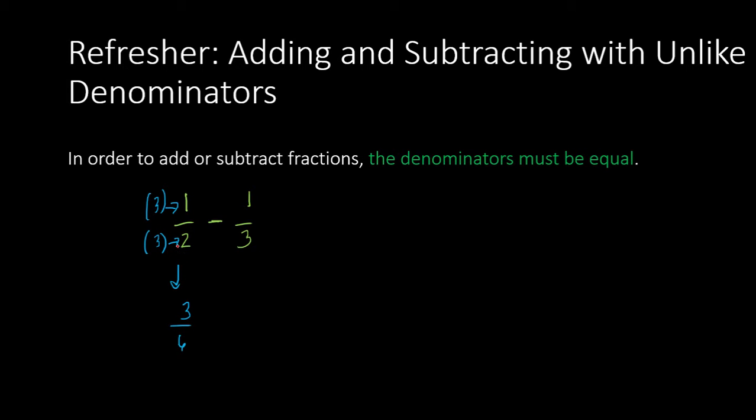So I multiplied the 2 times 3. Now I'm going to multiply the 3 times 2/2. 1 times 2 is 2. 3 times 2 is 6. Now I have matching denominators. 6 was my lowest common denominator, and I can subtract. 3 minus 2 is 1, so my answer is 1/6.